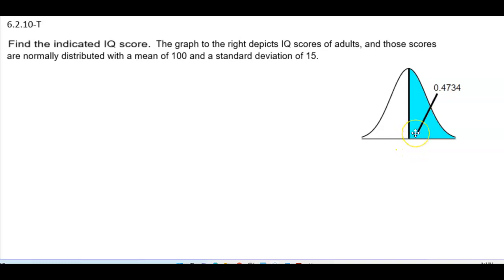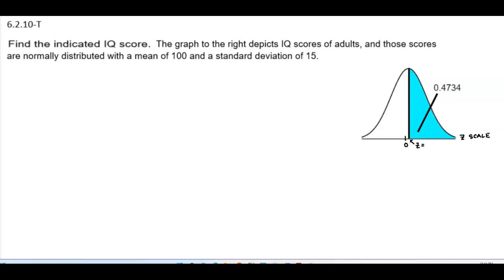Okay, we want to find the indicated IQ score. Now the graph to the right depicts IQ scores of adults, and those scores are normally distributed with a mean of 100 and a standard deviation of 15. So right now, since we're given the area, this represents our z-scale. And since that's our z-scale, then that means that we have a mean of 0.